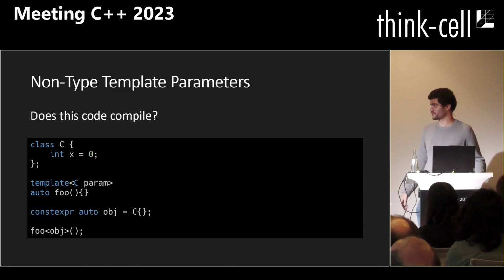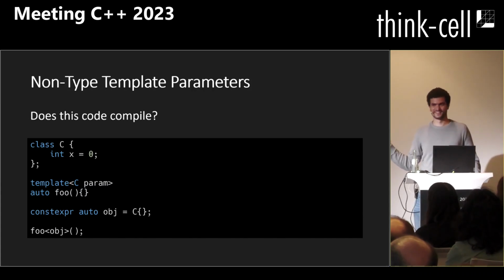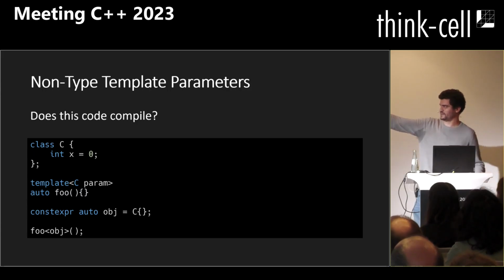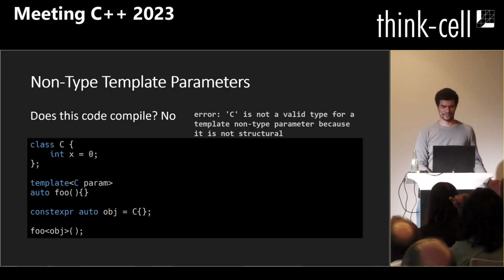Okay, now I have a question for you. Can anyone tell me if this code compiles? Well, the answer is no, but can anyone tell me why this code doesn't compile? Well, this code doesn't compile because the int data member inside of C is private. So if you try to compile it, you will get an error.